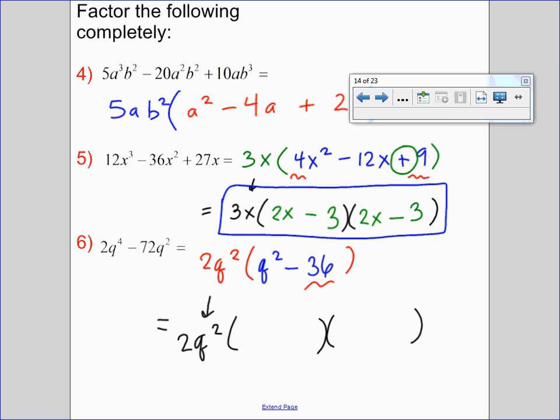So what times itself equals q squared? Well, q and q. What times itself equals 36? 6 and 6. So what will my signs have to be to guarantee that my outer and inner product cancel one another out? Right? What are my signs going to have to be here? Heather?